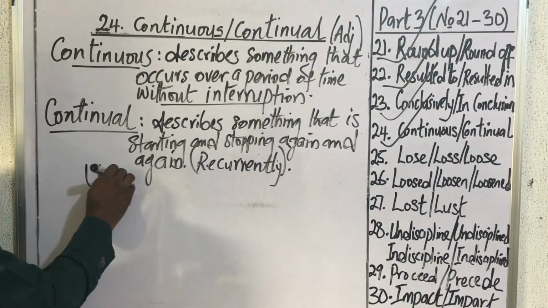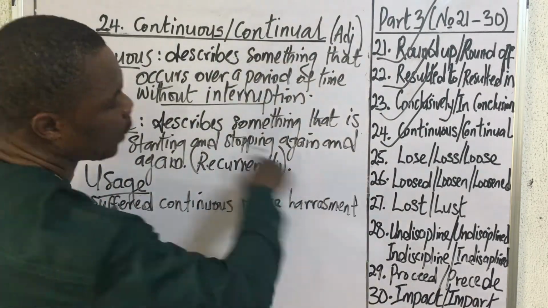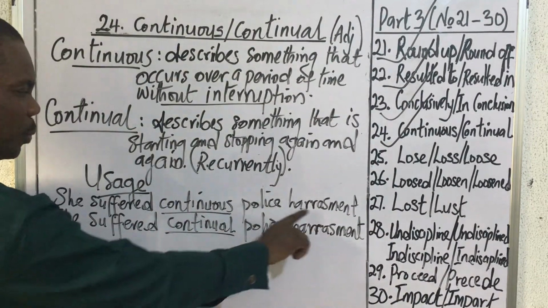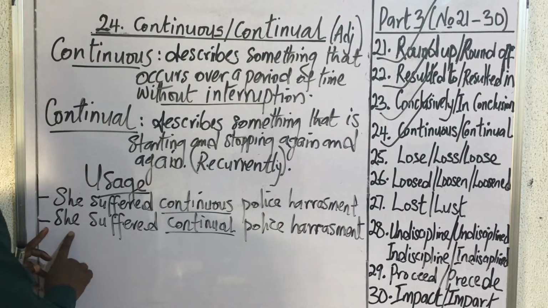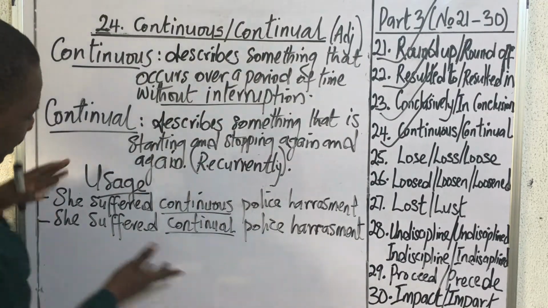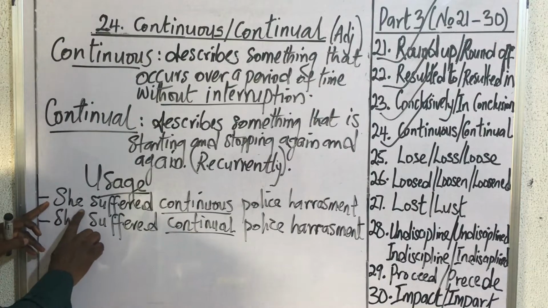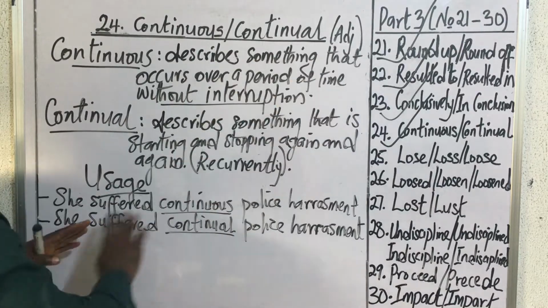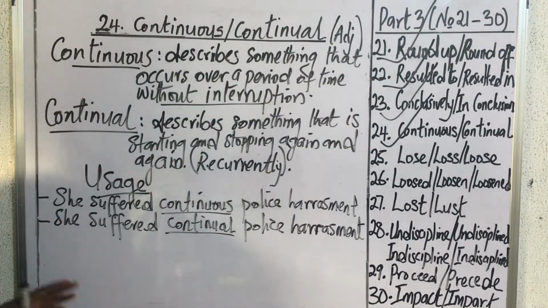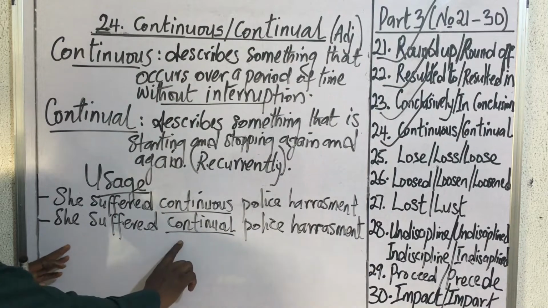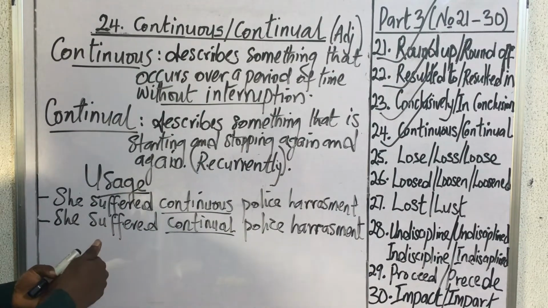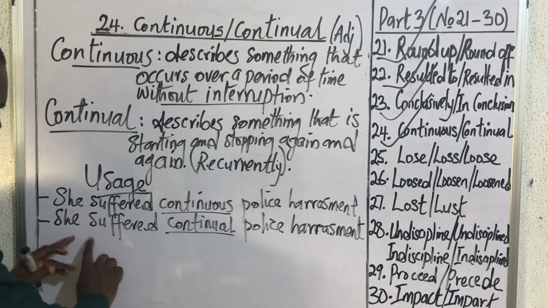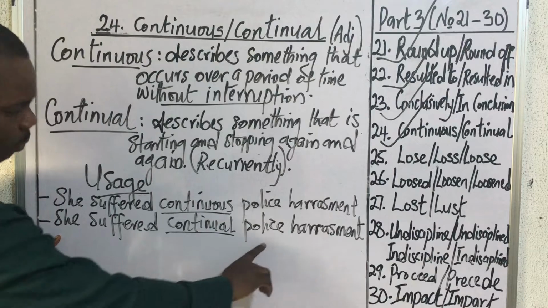So let's look at the usage. Now this is what we have. One, she suffered continuous police harassment. Two, she suffered continual police harassment. It is the same expression. What happens in the first case is that the harassment continues over a period of time without interruption, without stopping. Whereas in the second case, the harassment continues, stops, comes again, and then stops, and then starts again and stops. So that is what we mean by she suffered continual police harassment.